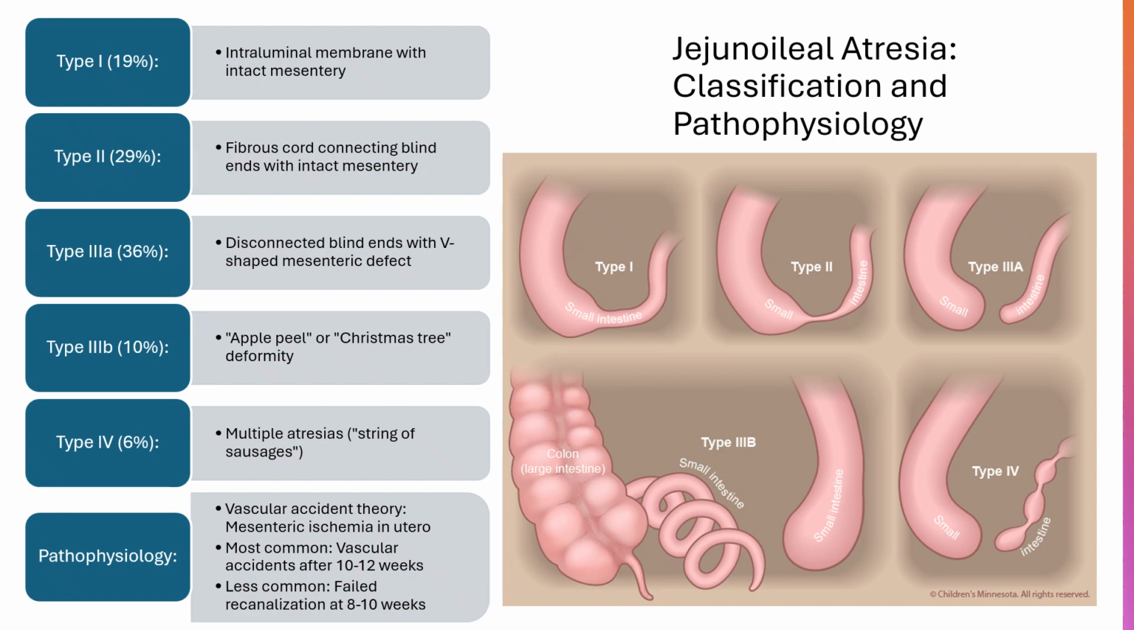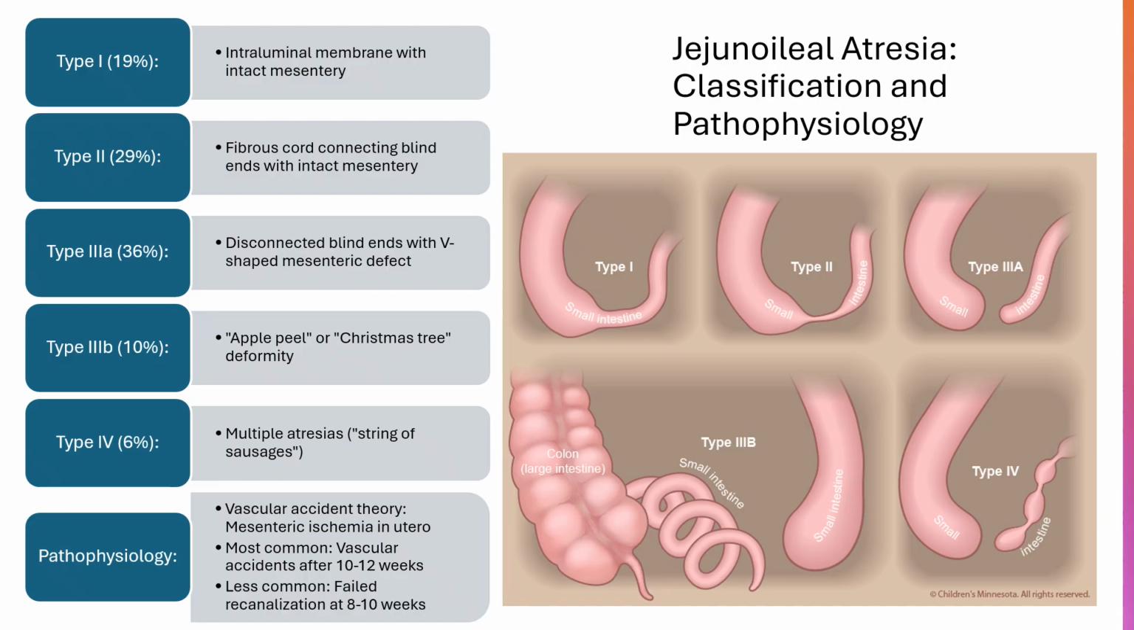Type 1, occurring in about 19% of cases, represents the mildest form, where only a membrane blocks the lumen, like a curtain drawn across a hallway. The mesentery stays intact, making repair straightforward. Type 2, the most common at 29%, involves a fibrous cord connecting the blind ends. Imagine a rope bridge between two cliffs. Again, the mesentery remains intact, preserving blood supply.